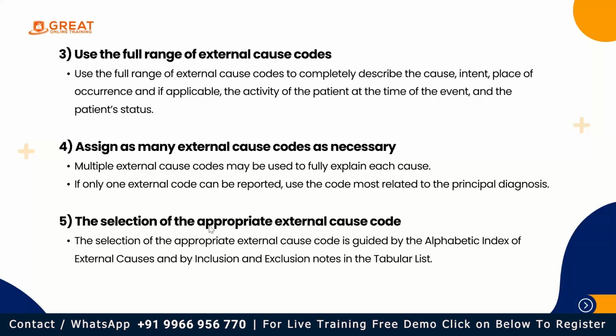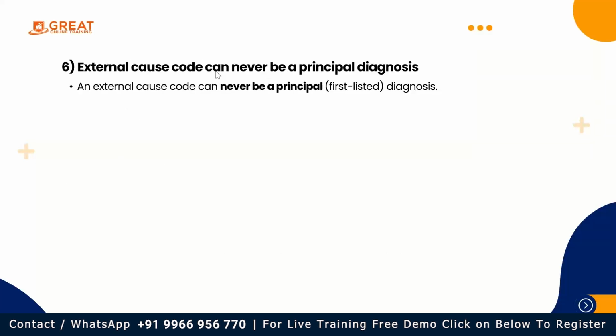Next point, the selection of the appropriate external cause code is guided by the alphabetic index of external causes and by inclusion and exclusion notes in the tabular list. The external cause code can never be a principal diagnosis. This is a very important point. If you are a fresher, you have to note down this point.